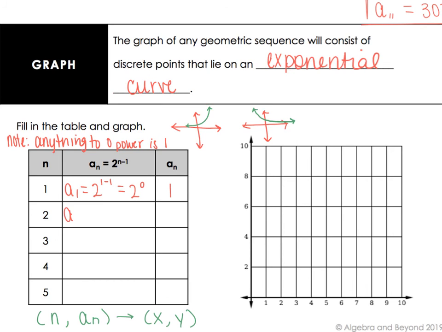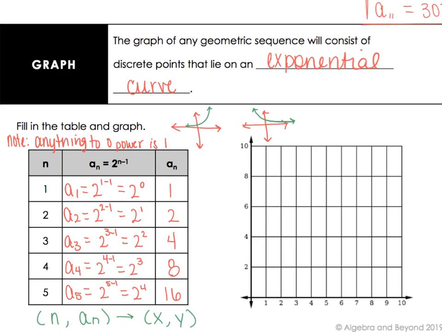Let's move on. So we're going to have a sub 2 equals 2 to the 2 minus 1, which is 2 to the first, which is 2. A sub 3 is 2 to the 3 minus 1, which is 2 to the second, which is 4. A sub 4 is 2 to the 4 minus 1, which is 2 cubed, which gives us 8. And a sub 5 is 2 to the 5 minus 1, which is 2 to the 4th, which is 16. So clearly I went pretty quick on that just because you're watching a video, but when you're working on this, just use a calculator. Take your time, make sure you're doing your order of operations, and you just find your input, plug it in, and you get your output.